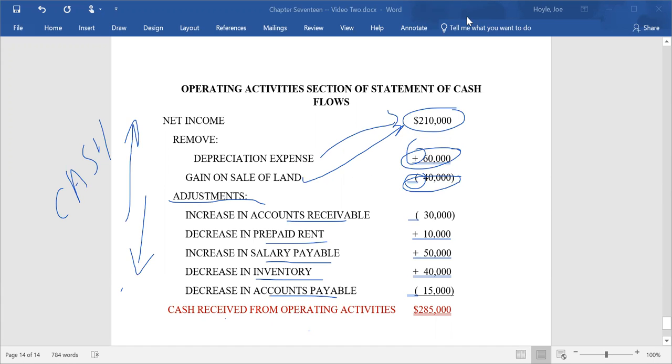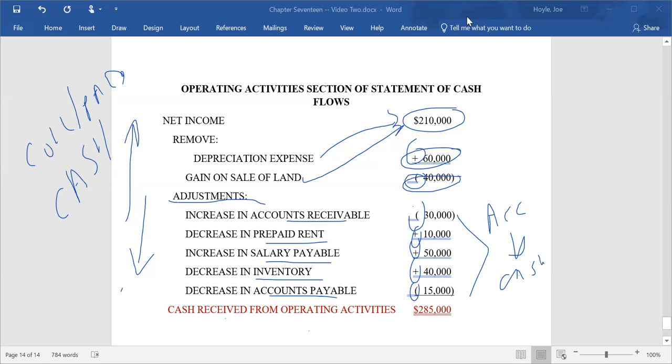Sometimes it affects cash that you collected. Sometimes it affected cash that you paid. But how did it affect cash is what you're looking for. And then we factor that change in over here, and that changed the accrual accounting balances in net income to cash balances. And the amount of cash we receive from operating activities is $285,000.